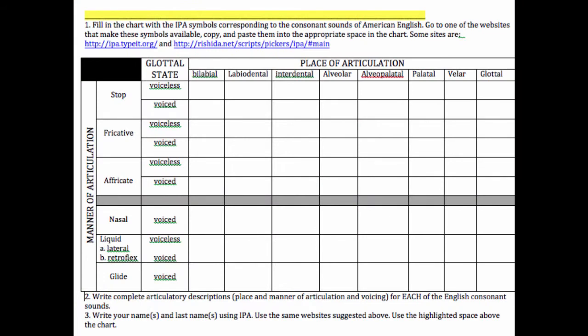So I want you to do this exercise. You will find this in the handout section. What I want you to do is to follow the 1, 2, 3 descriptions there. You are going to fill out the chart with the IPA symbols corresponding to the consonant sounds of American English. You should be able to find 26 of them.